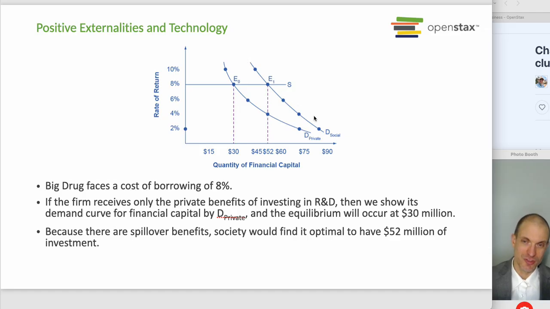Okay, so where does this graph cross the supply curve? Way out here. So that's another 22 million of investment. All right.